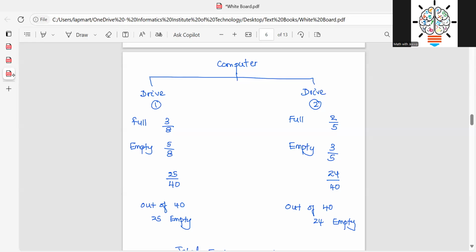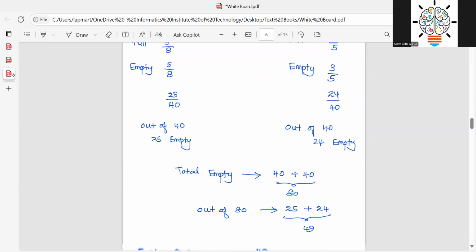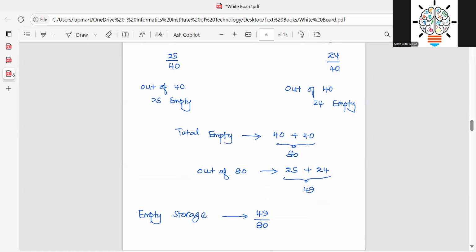Altogether, how many pieces do I have now? For 25 and 24, that is 49 out of what? Out of 80, because I cut it into 40 and 40 on both trays. I can see 80 pieces. Out of 80 pieces, now I can see 49 in both the fractions, both the devices, right?